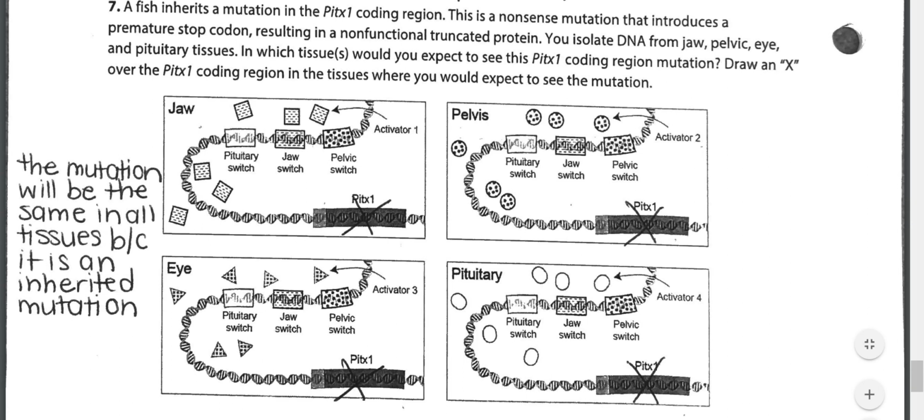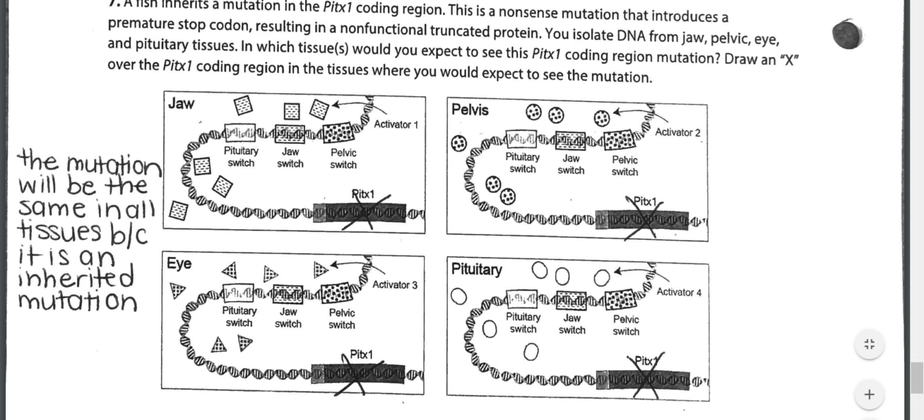Number 7, a fish inherits a mutation in the PIDX1 coding region. Draw an X over the PIDX1 coding region in the tissues where you would expect to see the mutation. Because this is a mutation in the gene itself, it tells you it's a nonsense mutation. If you guys remember, that is a substitution mutation that results in a premature stop codon or a really short and non-functional gene. That's what truncated means, short. So in this case, if the mutation itself is in the gene, then all of these cells are going to have the same mutation. All of your DNA, remember from our discussion when we were last together, is the same in all of your cells. And I have a little note over here too to help you.